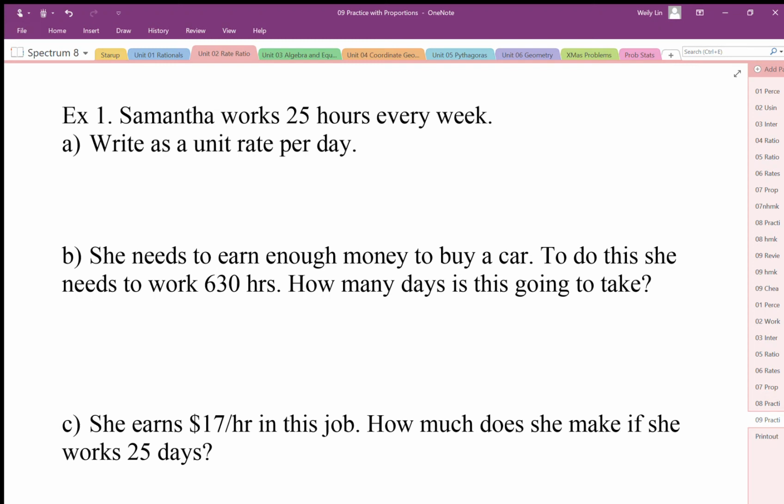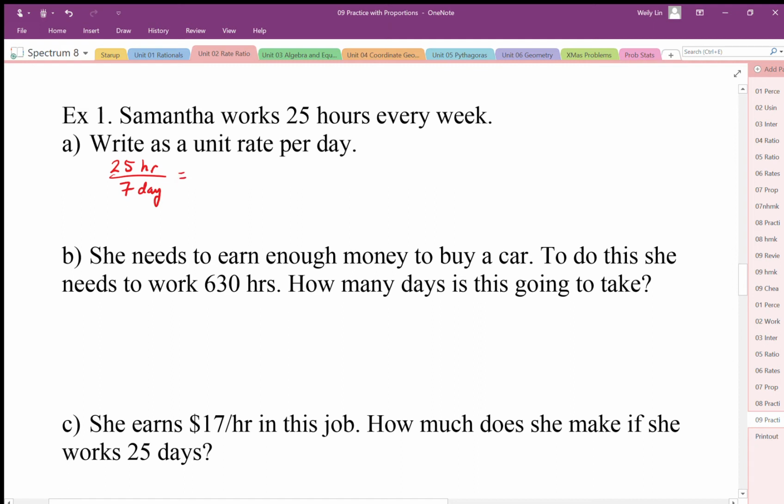So here Samantha works 25 hours every week. We want to find this out as a unit rate per day, or how much on average she would work per day. So what we can do is write out her 25 hours, and convert our week to days, so divided by 7 days. And then we can just divide to work out the unit rate.